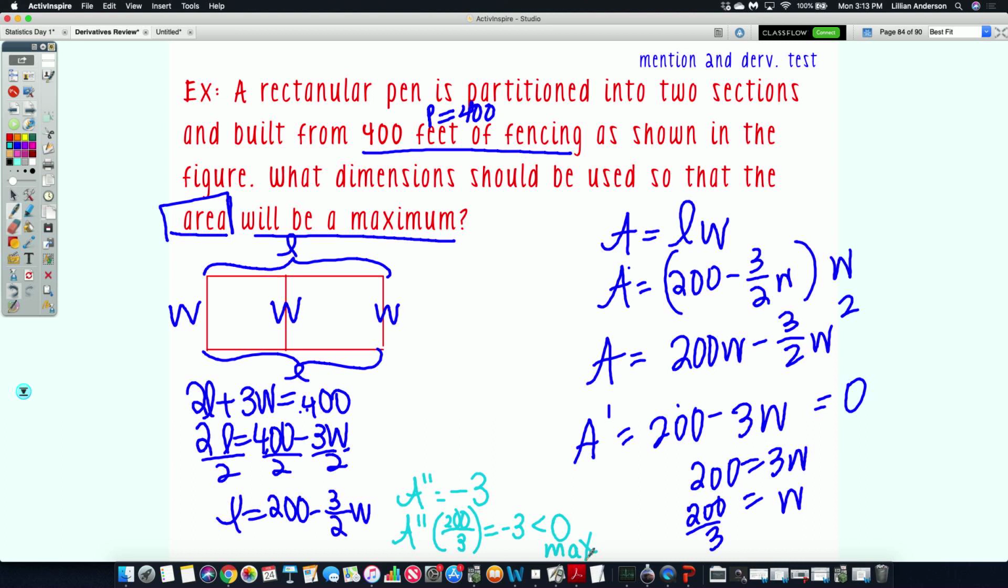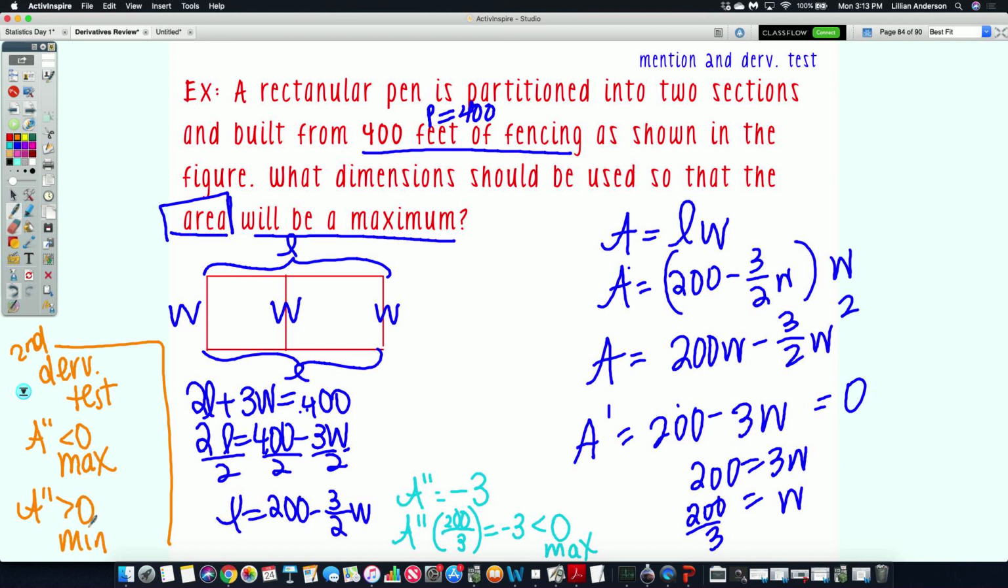Okay? So I'll state that again over here off to the side. The second derivative test says that if the second derivative is less than 0, there is a maximum at that critical point. If the second derivative is greater than 0, it's a minimum at that point. Now the second derivative test won't always work, especially if your second derivative ends up being 0. But in this case, since it was a constant, it still applied, and since it's less than 0, it was indeed a maximum.